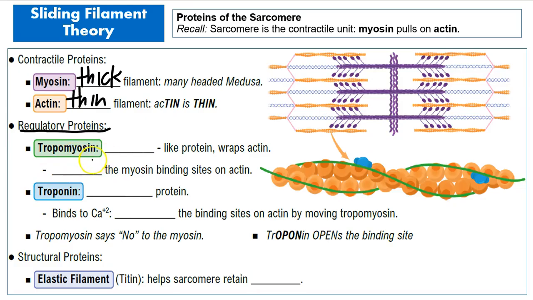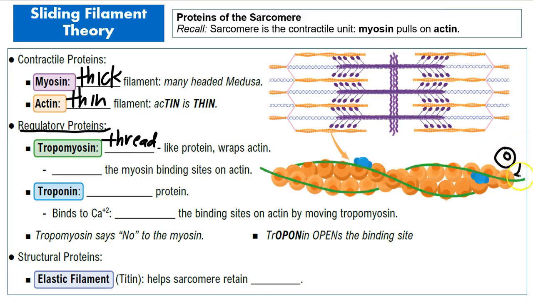Tropomyosin is going to be something that does not like myosin. So even though it's a part of the name, you might think, oh, tropomyosin, they go hand in hand. No, tropomyosin is literally this thread-like protein that wraps around actin. So you see all this green thread that's wrapping around the actin? The actin are like these little beads here.